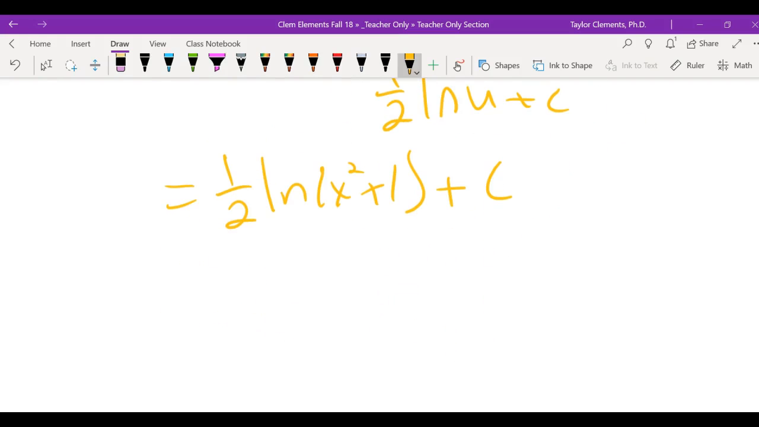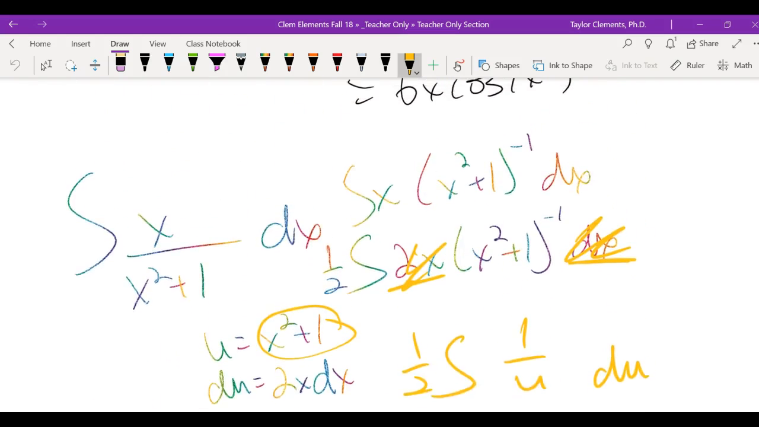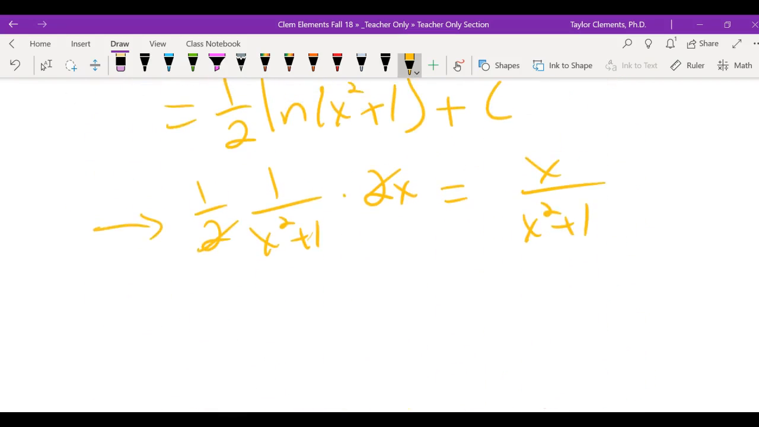I'm going to go ahead and check my answer here real quick. I like to do that. The derivative would be 1/2 times 1 over x squared plus 1 times 2x. Remember, for the derivative of natural log, you do 1 over whatever's in there times the derivative of this function. So those 2's cancel, and you just end up with x over x squared plus 1. And I think that's where we started, right here. Yep, so good. Check that answer there.